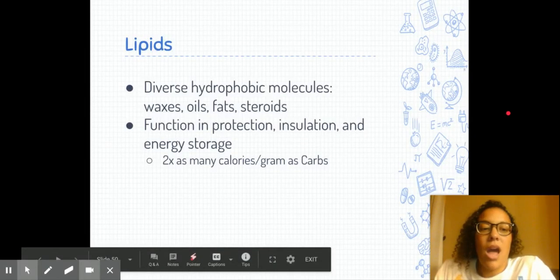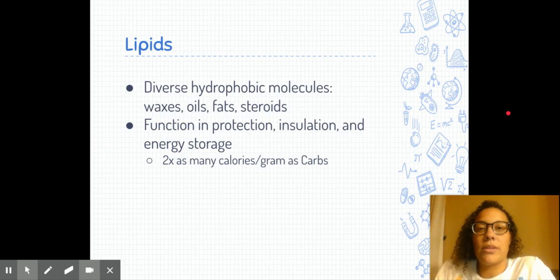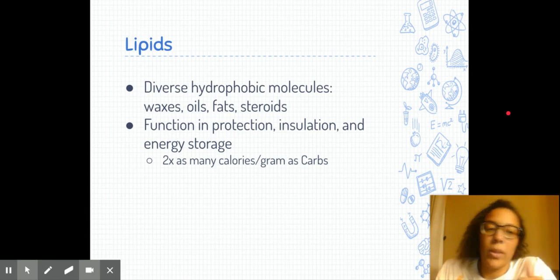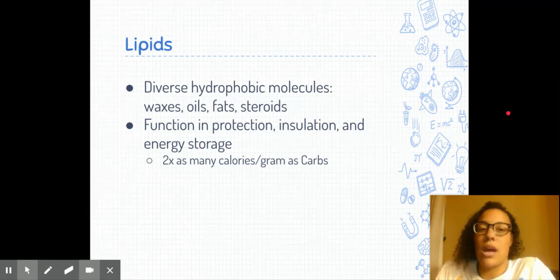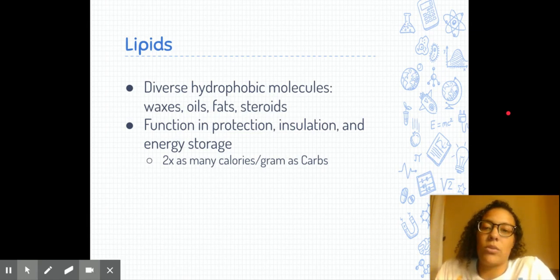All right. Our next group of macromolecules are the lipids. Again, you're going to see the same atoms as you did see in carbohydrates. So there will be carbon, there will be hydrogen, and there will be oxygen. But the ratios are not as simplistic as carbohydrates. So you're not going to see that same 1 to 2 to 1 ratio. So that will be another giveaway.